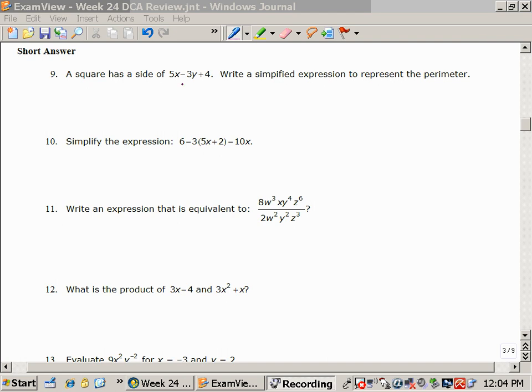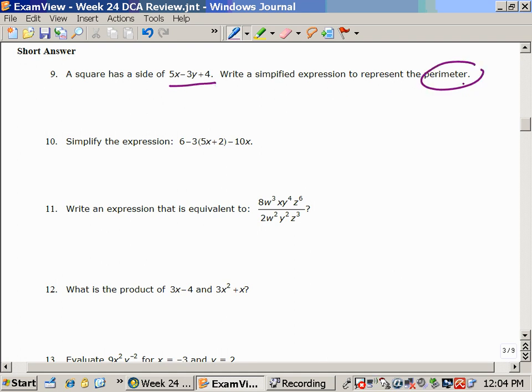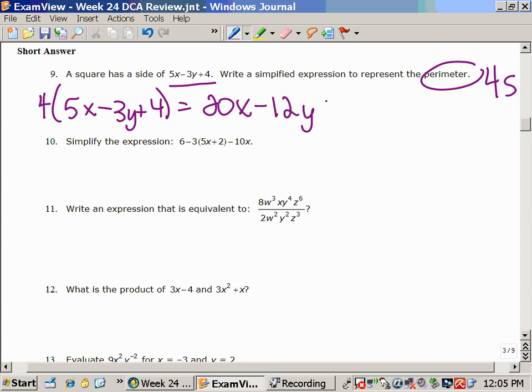We have a square with one side of 5x minus 3y plus 4. I need to represent the perimeter. Well, for a square, it's 4s for the formula. So all I need to do basically is distribute 4 to each of the terms for one side. So the answer will be 20x minus 12y plus 16.